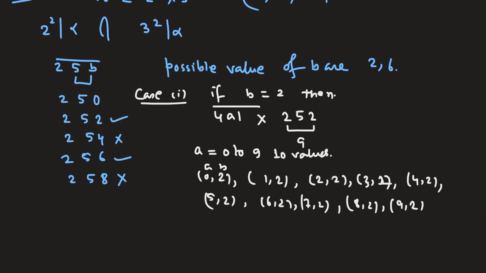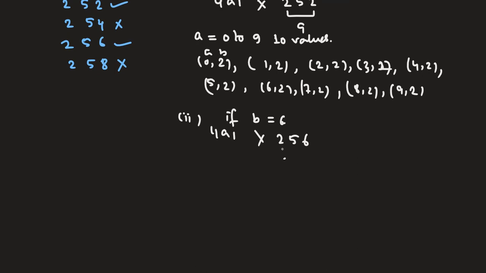Now next is when B is equal to 6, case 2. If B is equal to 6, then what we have? 4a1, this number, into 2, 5 and 6. So here the sum of the digits is 6 plus 2, 8, plus 5, 13. So this number is not divisible by 9.